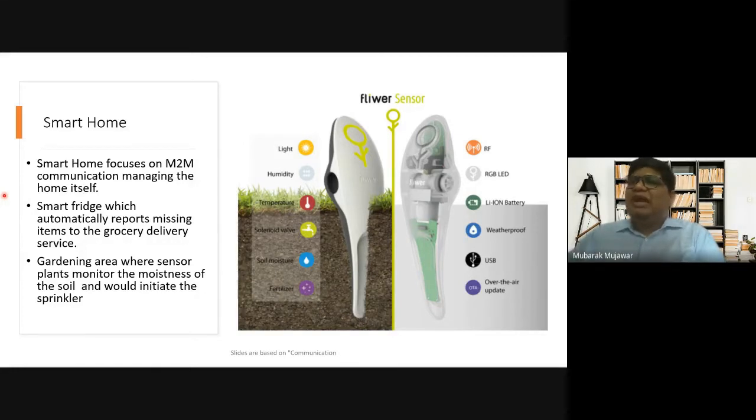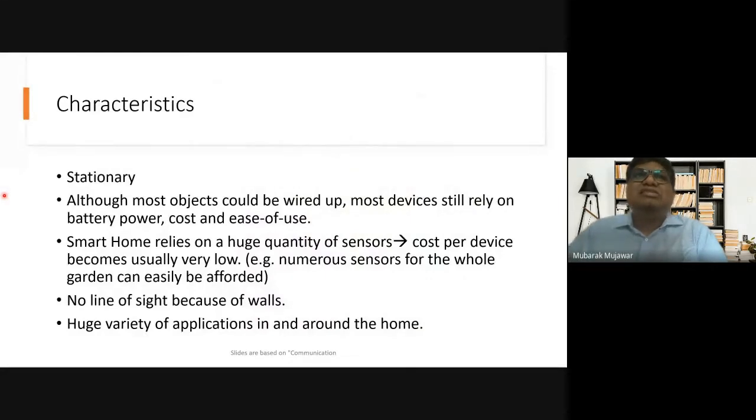So let us look at the characteristics of this type of application. The first characteristic, which we are happy with, is that all the devices are stationary.